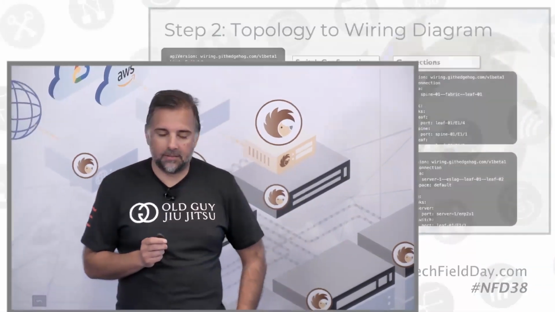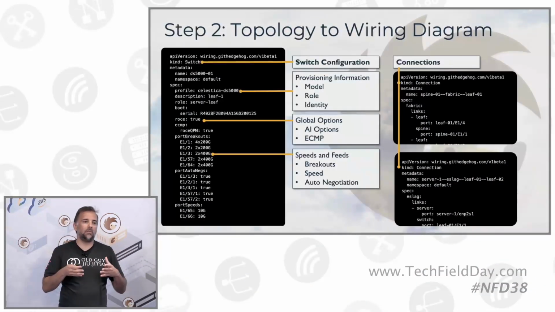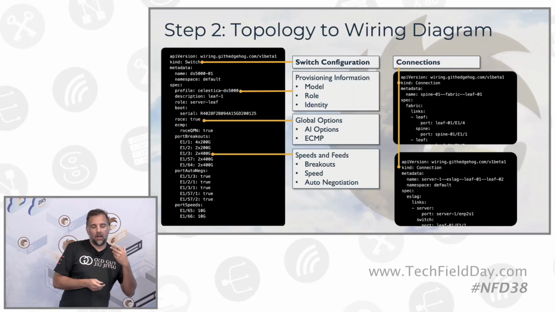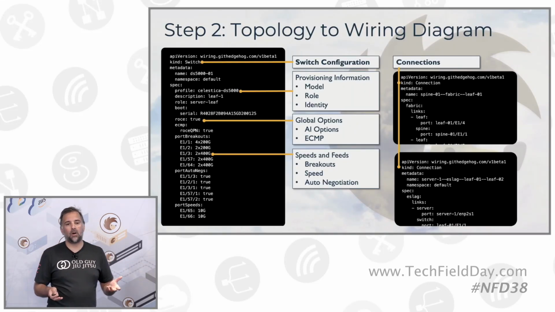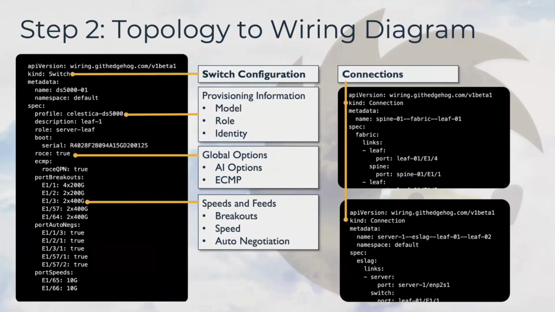So once you have that system built and wired up, you have to specify to Hedgehog how it works. And so you do this through what we call the wiring diagram. And it has a few different moving parts. So these YAML configurations that you see here are the specification of switch configuration and the connections.